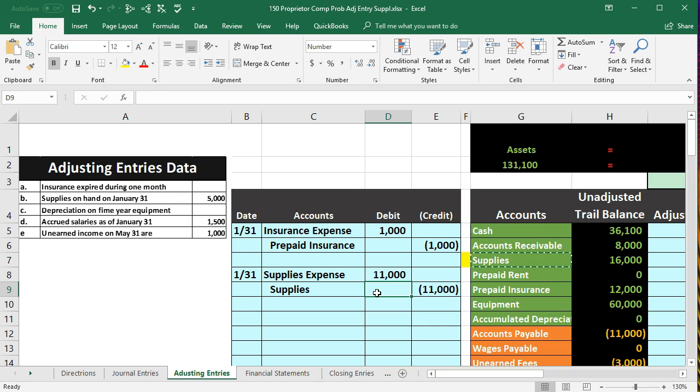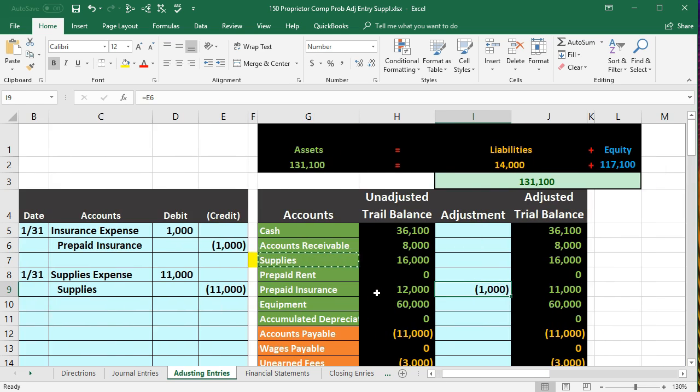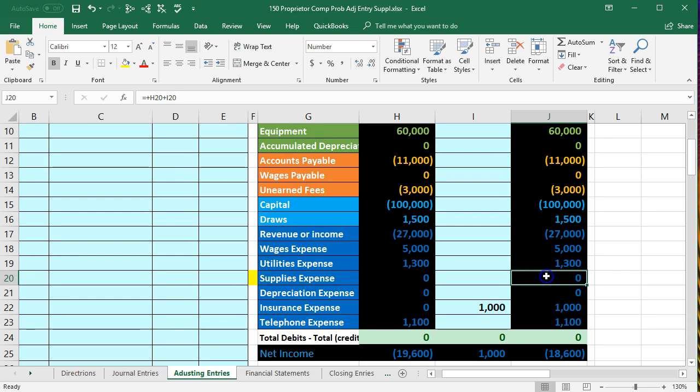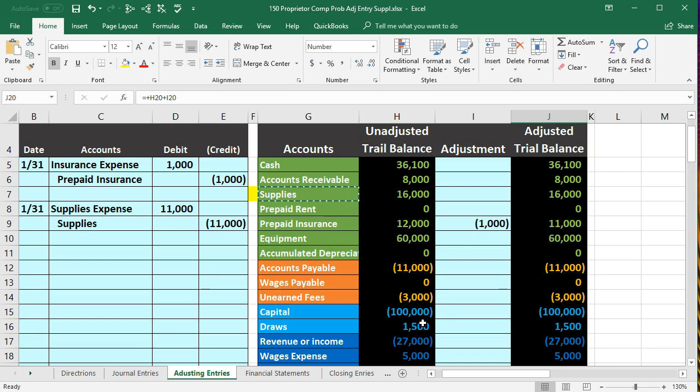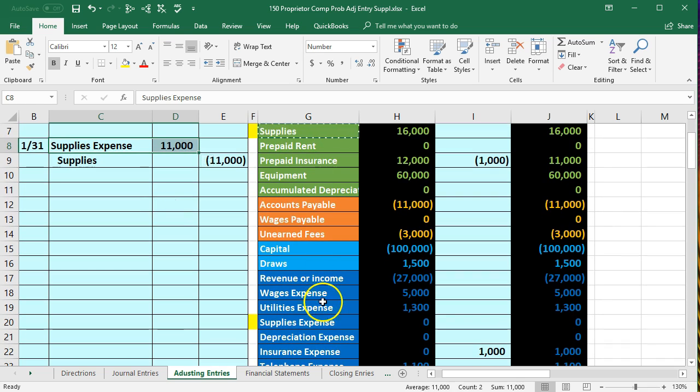Okay, so then we're going to post this out, and once we do, we'll see if it does what we expect it to do. What do we expect it to do? Well, the supplies account here should go down to what the physical count is, 5,000, and we should increase the supplies expense in accordance with what was consumed during the time period, bringing down net income at the point in time it was consumed rather than when we paid for it. So here's supplies expense, and we're going to post that down here. Here's supplies expense on our trial balance.